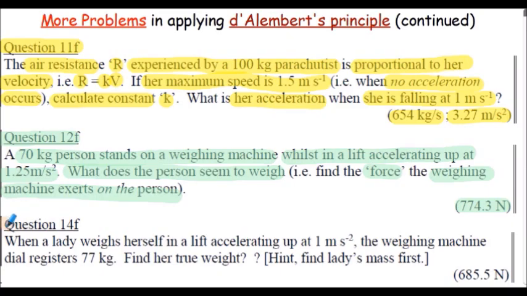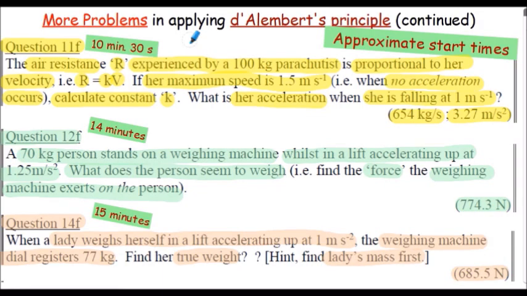And question 14f, extracted from my notes. When a lady weighs herself in a lift accelerating upwards at 1 meter per second squared, the weighing machine dial registers 77 kilograms. We've got to find her true weight. There's a hint in the question to first of all find the lady's mass. Once you determine the lady's mass, you can then calculate the weight force, shown here in the bracket. And here are the approximate start times within the presentation for the solutions to questions 11f, 12f, and 14f.